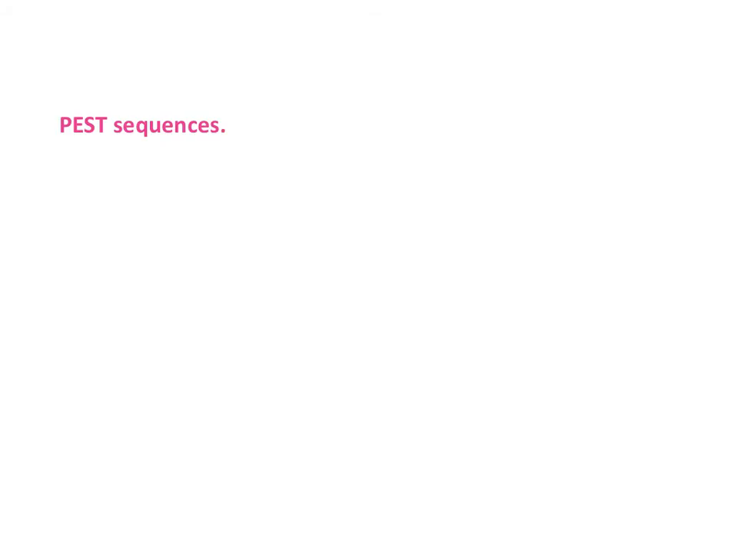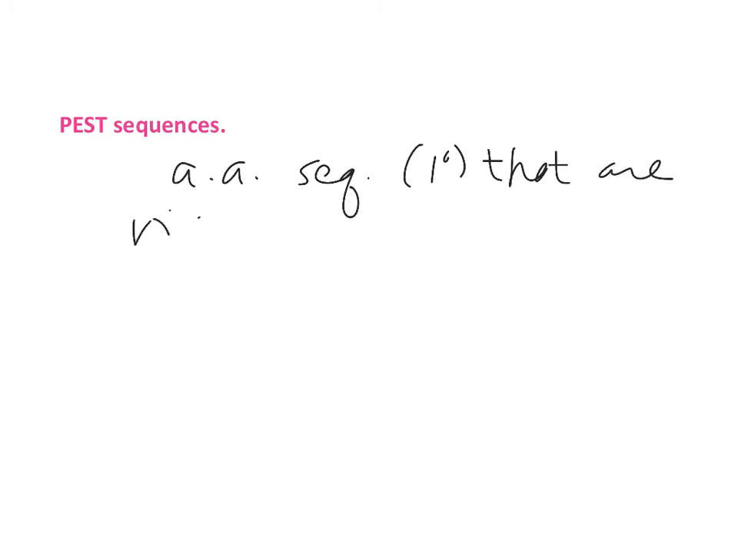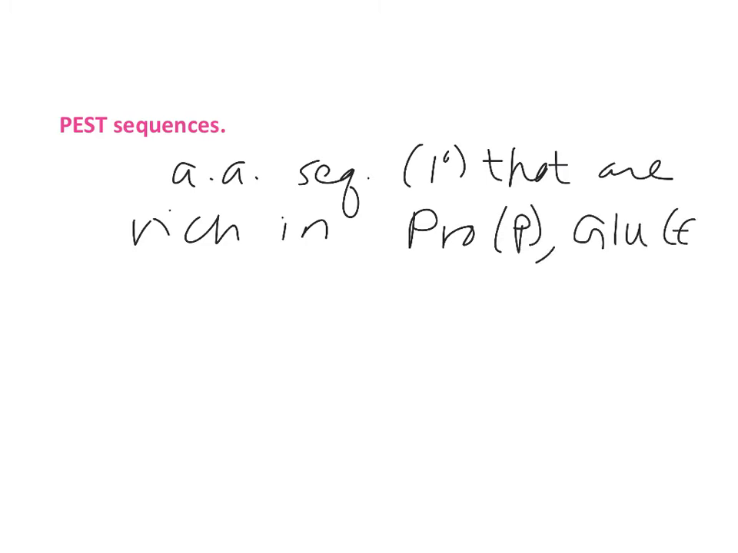Okay, the next one are PEST sequences. So these are amino acid sequences, so primary sequences, that are rich in proline, that's the P, glutamic acid, that's the E, serine, and threonine.